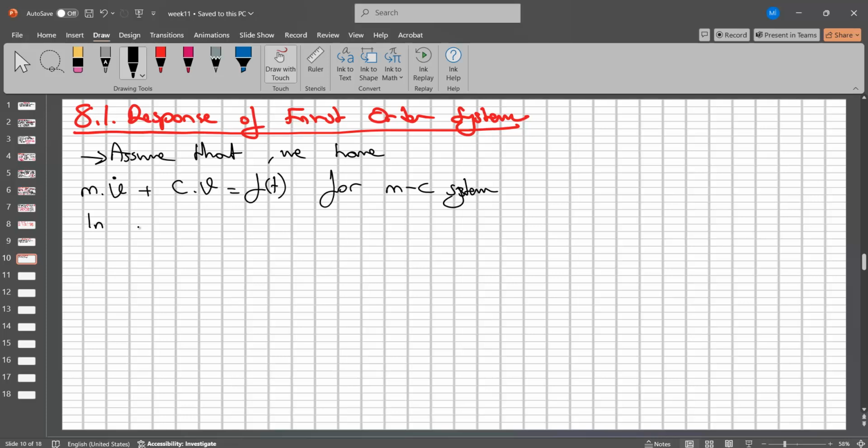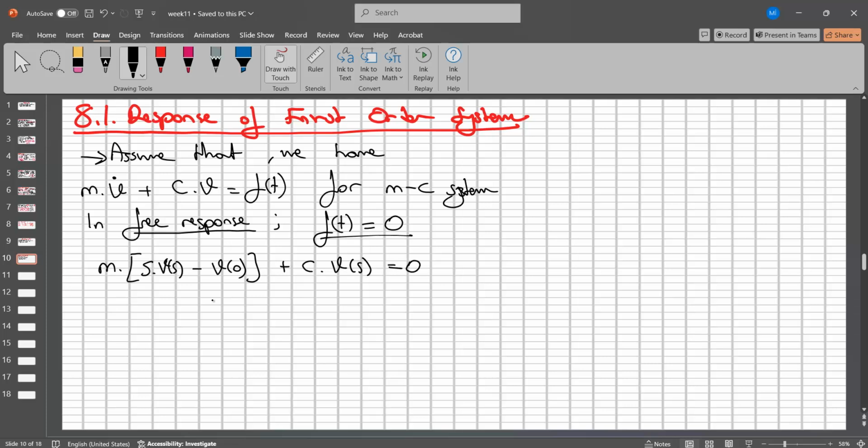So in free response, just remember the free response is entirely depending on the initial condition, which means that f(t) equals 0. Yes, 0. So if we take the Laplace transformation of this term, we will have m times s times V(s) minus v0, this is the initial condition, plus c times V(s) equals 0, right? These are the Laplace transformation solution for this system.